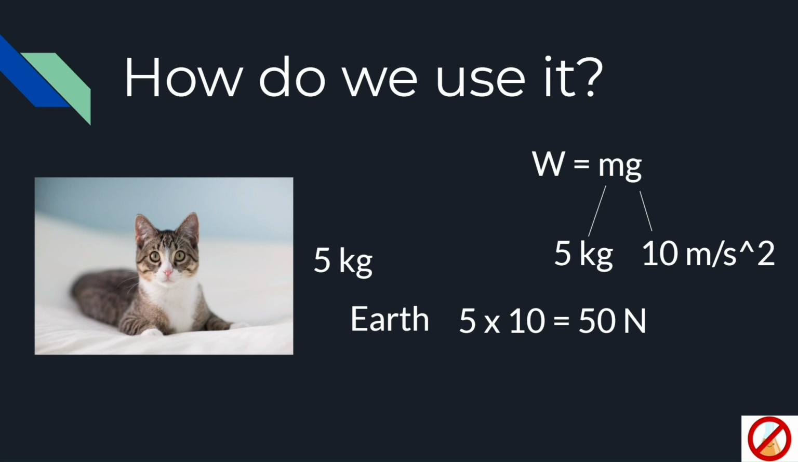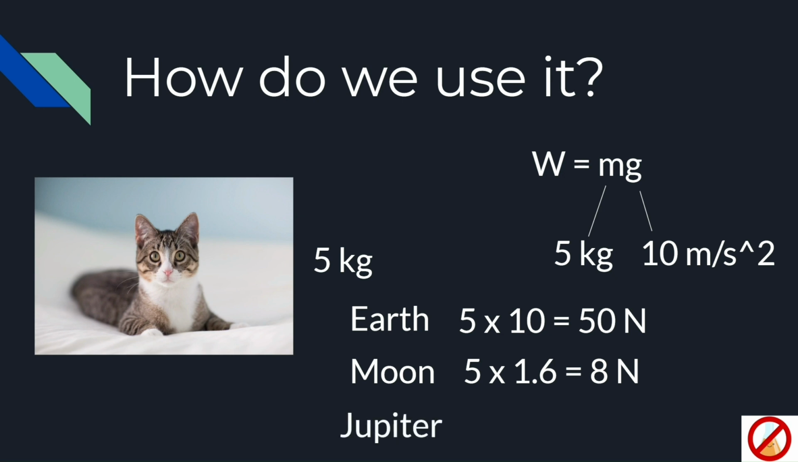But if this cat were to be on, for example, the moon, we will take 5 times 1.6 equals 8 newtons, because the acceleration on the moon is far less than Earth, which is 1.6. Or if the cat is on Jupiter, we will take 5 times 24.8, which will equal 124 newtons. So now you can actually see the mass of the cat remains unchanged no matter where it is. So it's 5 kilograms on Earth, Moon, and Jupiter. However, due to different planet accelerations, the cat's weight will actually differ from 50 to 124.